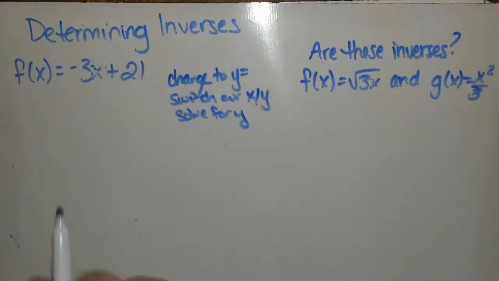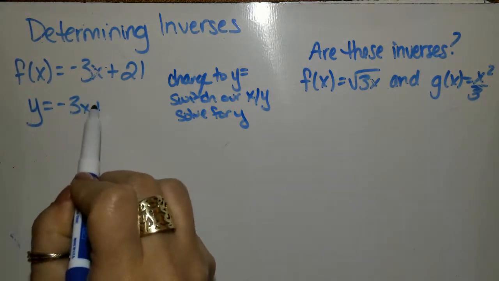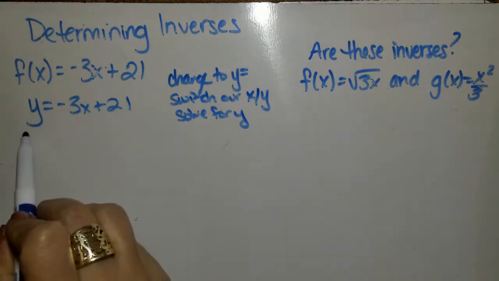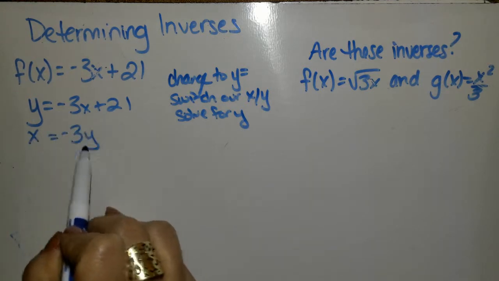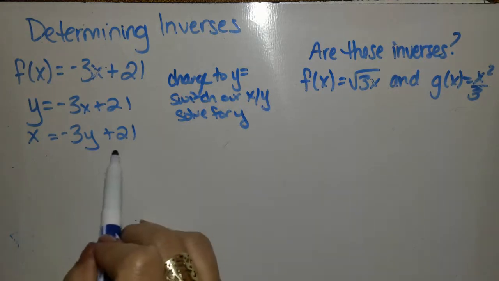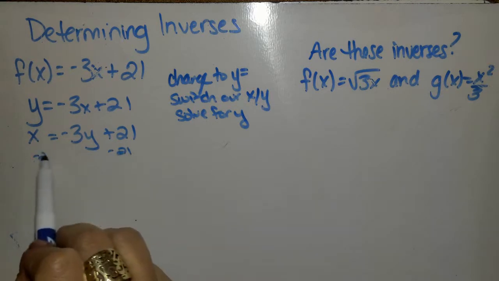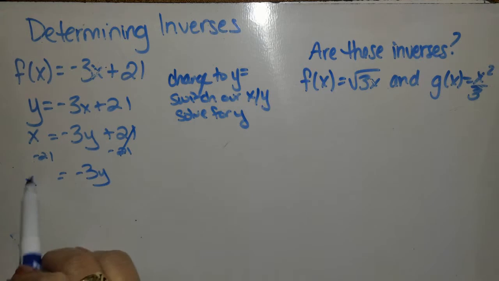Let me focus. So I'm going to change this f of x to a y, and just rewrite it. I'm then going to change the y to an x and my x to a y. And now I have to solve for y. So I'm going to get everything away from my y. So I'm going to subtract the 21. So I get negative 3y equals x minus 21.